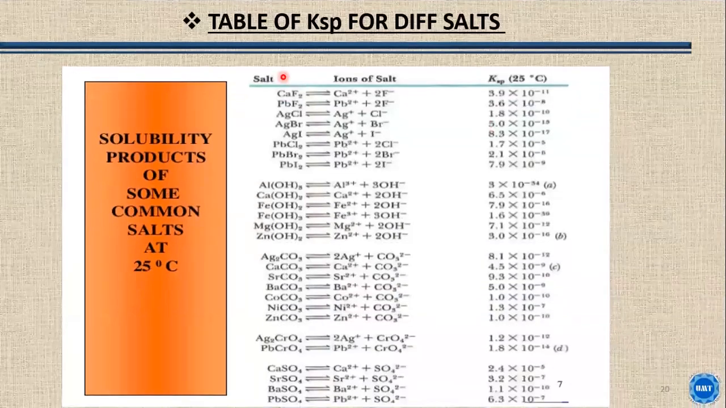What is the table for the solubility product constant? Here are the solubility products of some common salts at 25 degrees Celsius. These are the salts and these are the ions of the salts, and at 25 degrees Celsius the Ksp values will be as follows.